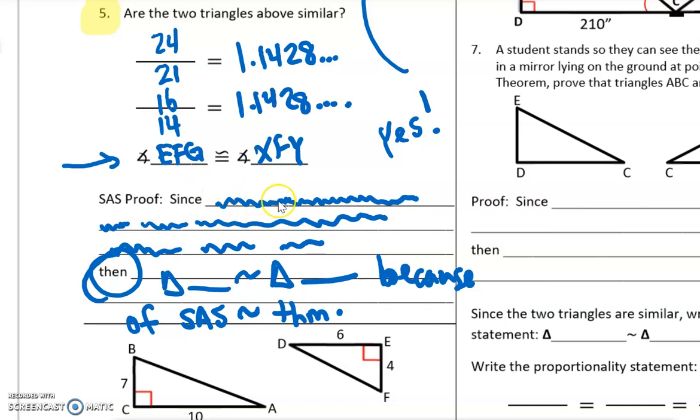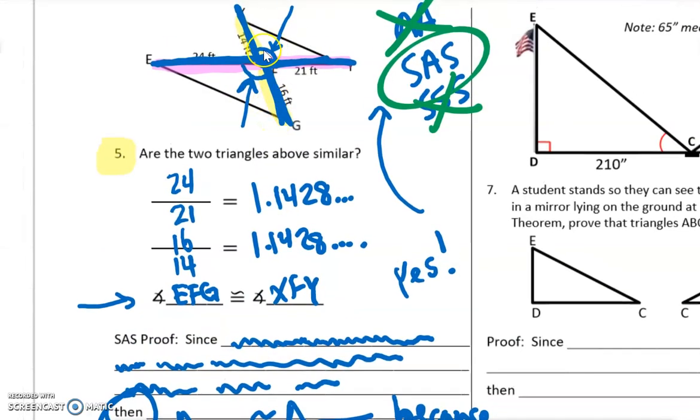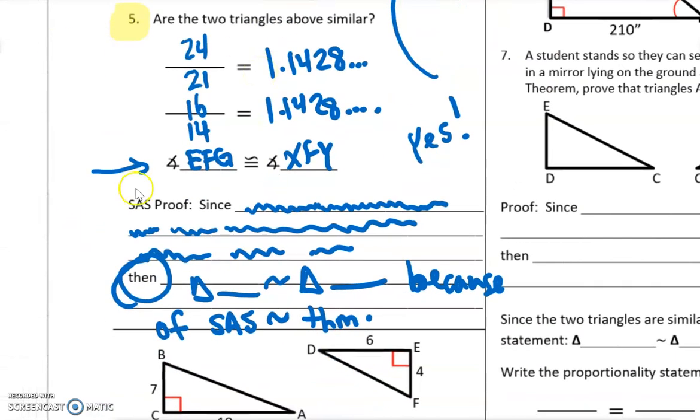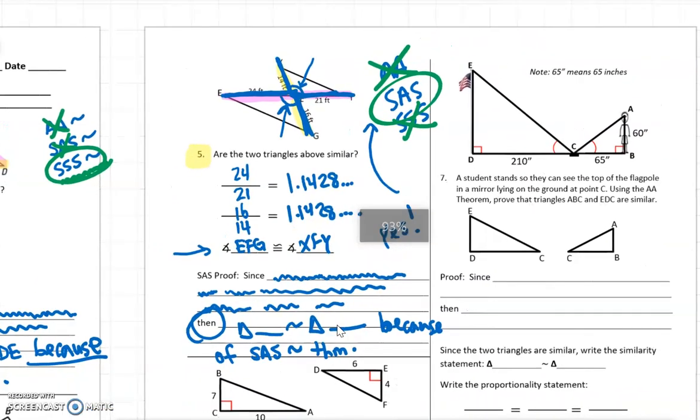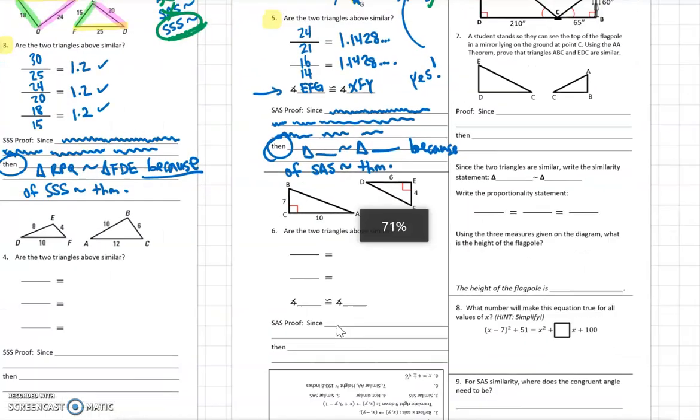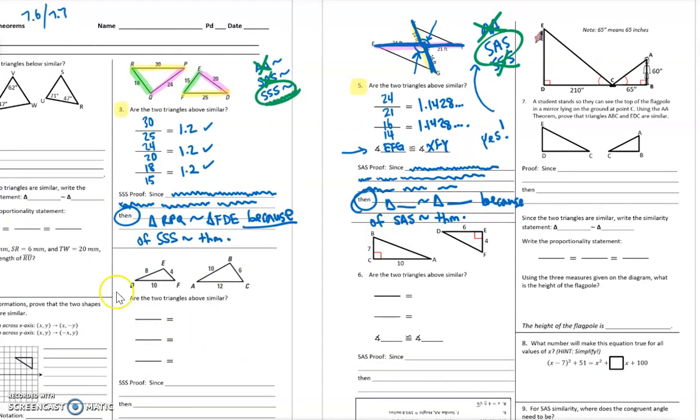Since we have two pairs of corresponding sides that are proportional to one another, and the angles that are in between each of those sides, EFG and XFY, are congruent because they're vertical angles, then these two triangles, name them, are similar because of side angle side similarity theorem. Okay? And the rest of them is just some review stuff and same type of questions that you guys can be working and trying on your own.